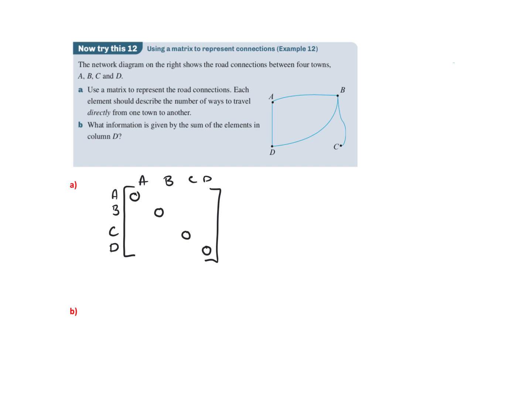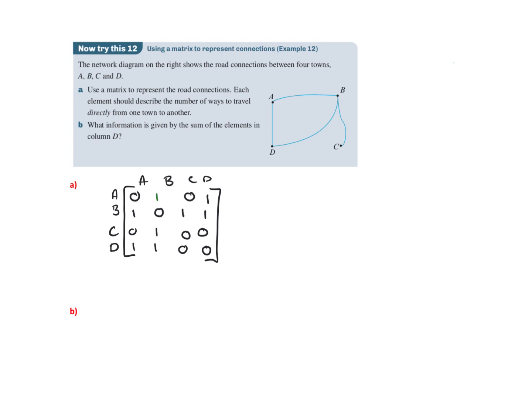So let's keep finishing. Between A and B, there was 1. Between A and C, there was 0. And between A and D, there was 1. Between B and A, 1. B and C, 1. And B and D, 1. C and A, 0. C and B, 1. And 0 between C and D. A 1, D has 1, and 0, 0. So did we all get this matrix?